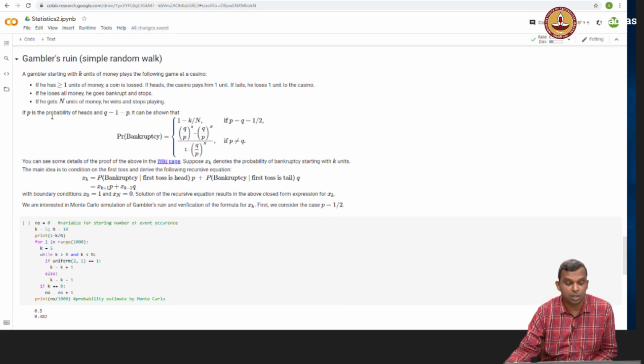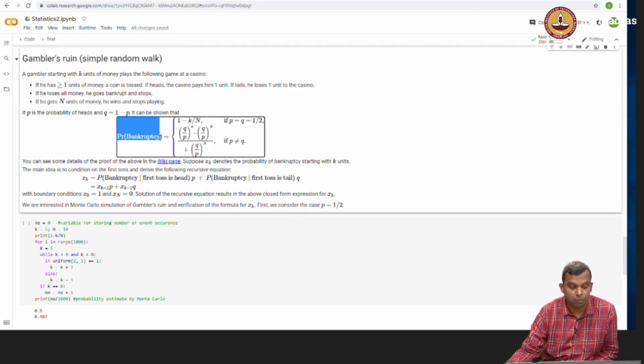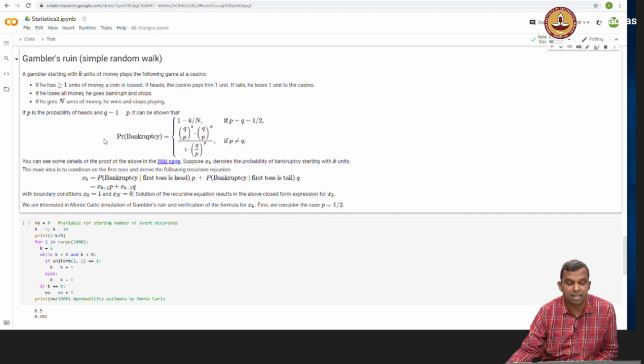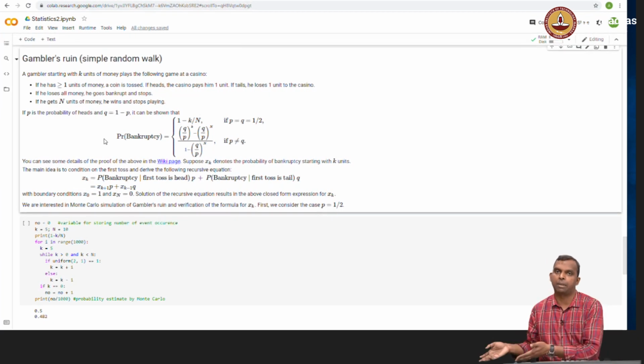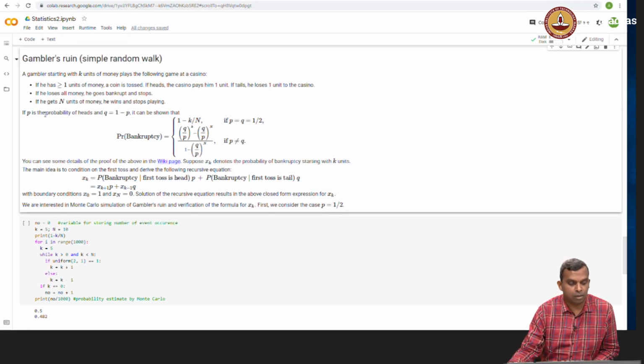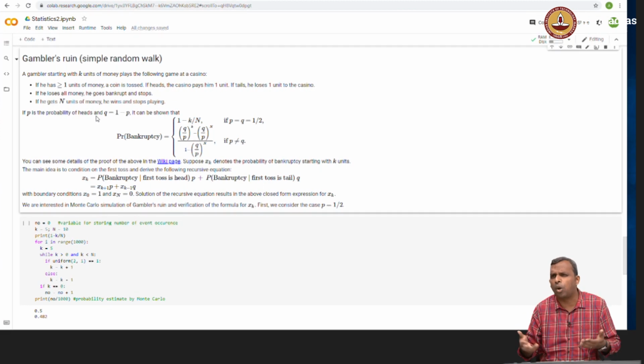And the interesting probability to calculate is the probability of bankruptcy. Okay, probability of bankruptcy is interesting, right? I want to find out, if I start with k units of money and if I play this game, what is the probability that I'll go bankrupt, right? Now you can say small p is the probability of heads. Okay, so I'm allowing the coin to be biased.